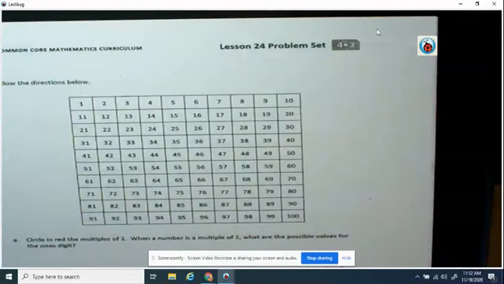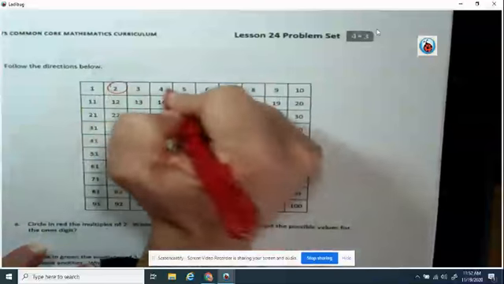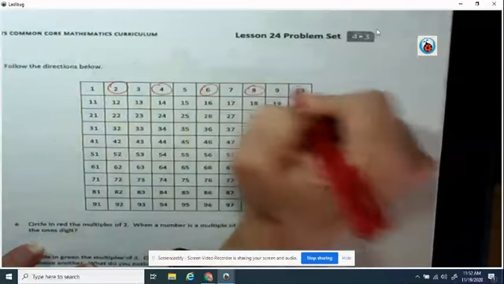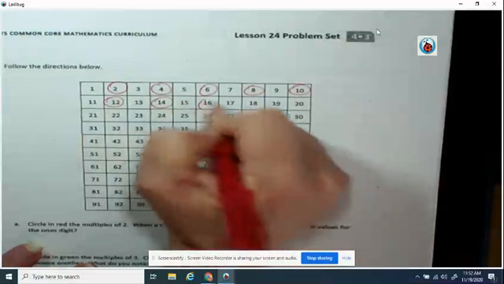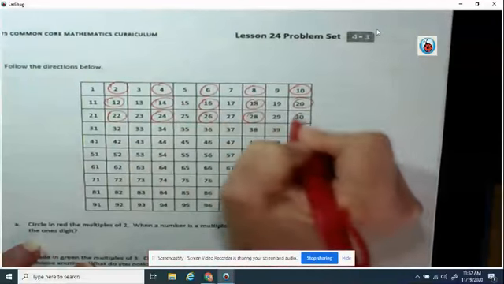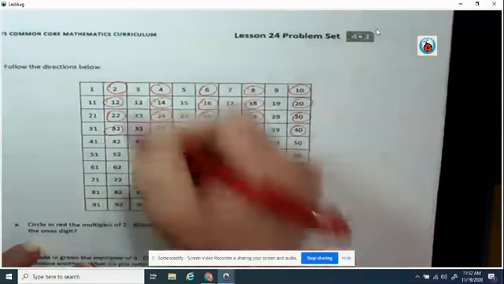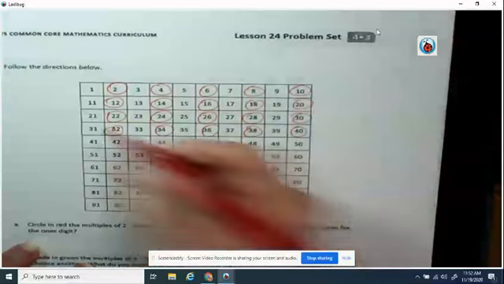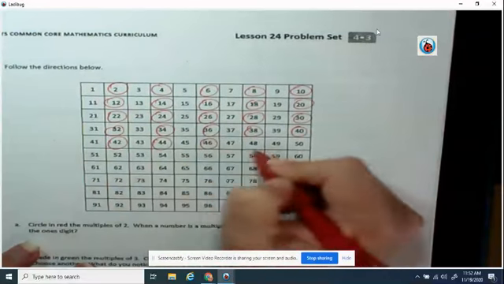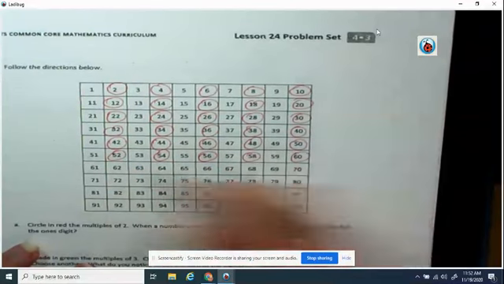Okay, so we're going to do some things here. Circle in red the multiples of 2. Okay, so we're going to go 2, 4, 6, 8, 10, 12, 14, 16, 18, 20, 22, 24, 26, 28, 30, 32, 34, 36, 38, 40. And now I notice the pattern. It's these even rows that I'm going to circle. So I'm just going to go through and circle them.